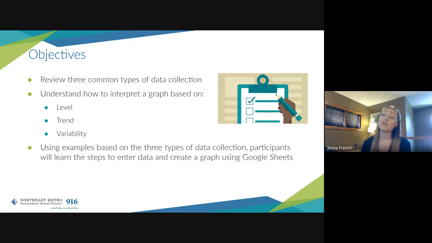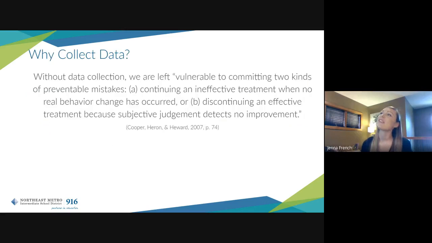We're going to understand, or I'll talk about how to interpret a graph based on the level, trend, and variability within the data that you can see. And then I'll use examples based on the 3 types of data collection to walk you through the different steps of how to enter the data and create graphs, and then also how to interpret those graphs once all of that data is in there. So bear with me. It's going to be really helpful in the long run to be able to do this and use graphs at IEP meetings or in talking with staff about behavior plans and behavior change. So yeah, it's really great.